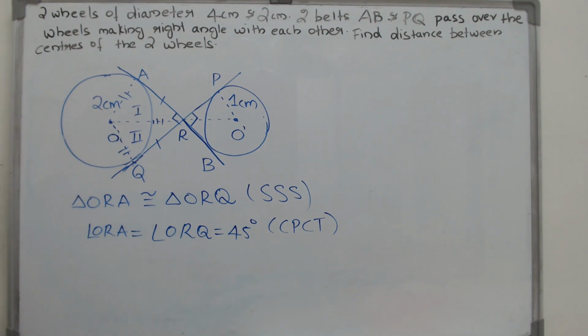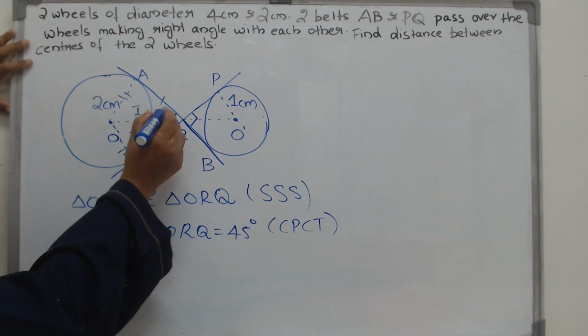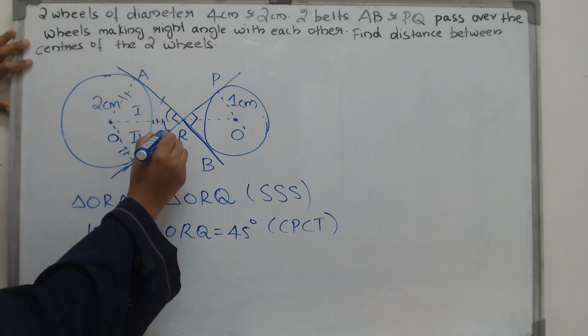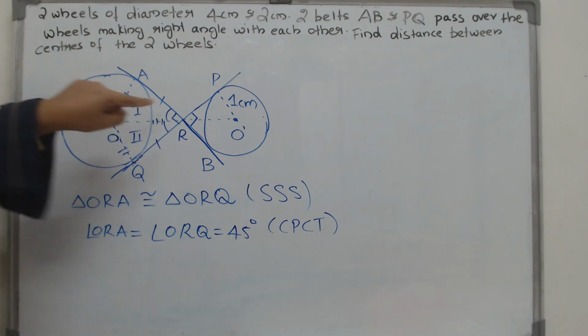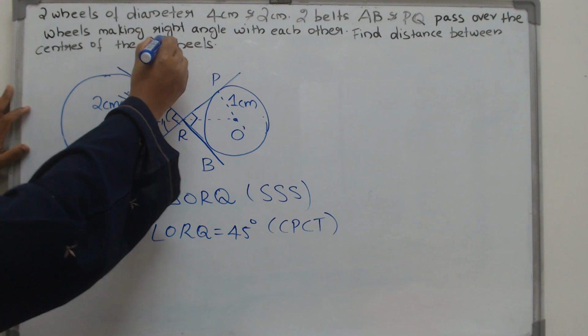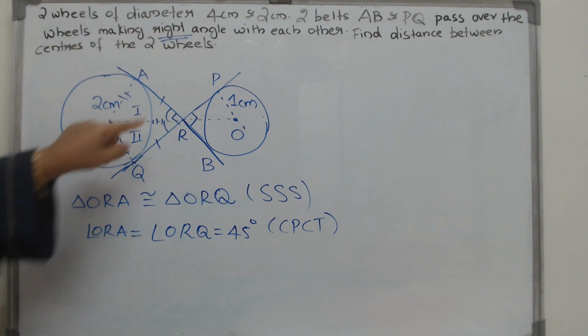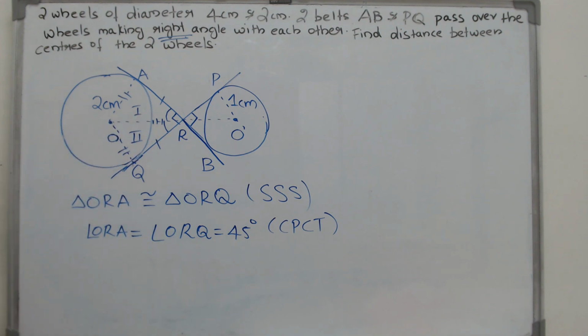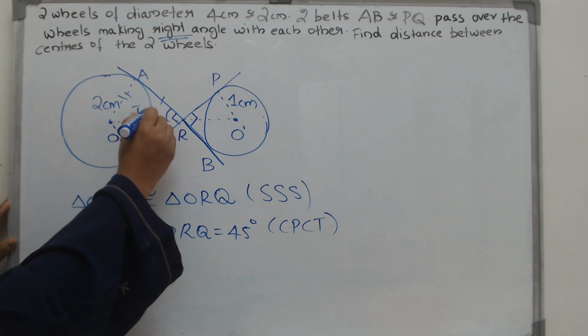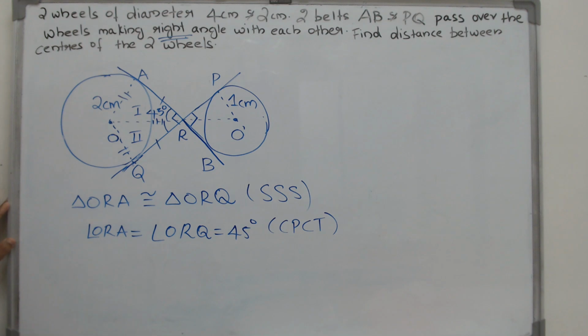That means by CPCT, they are the corresponding parts of congruent triangles, right? So using CPCT, these two angles are equal to one another. But the whole angle was 90 degrees because it is said that they make right angles with each other. The whole angle was 90 degrees, which means each angle is 45 degrees.